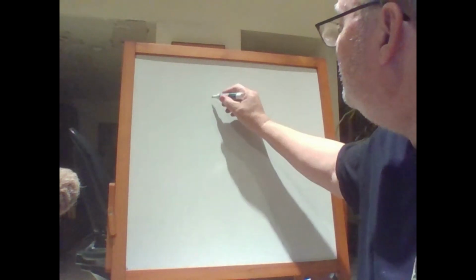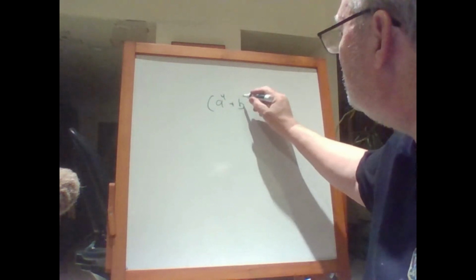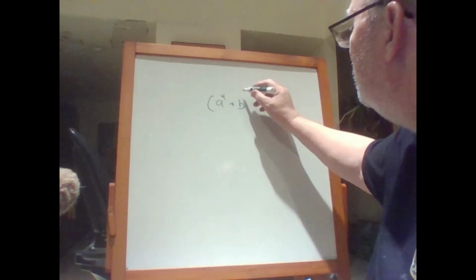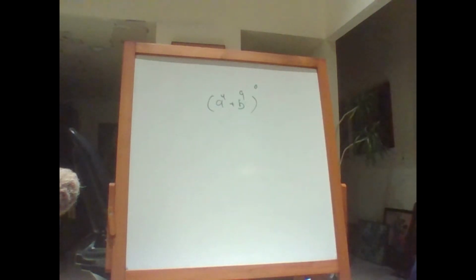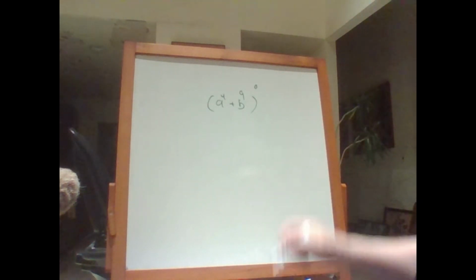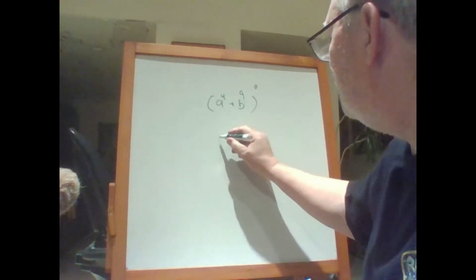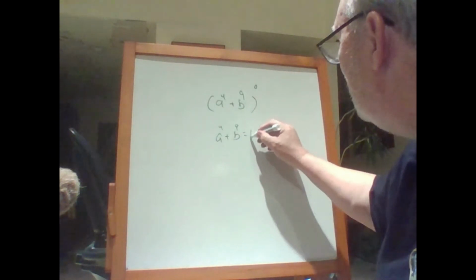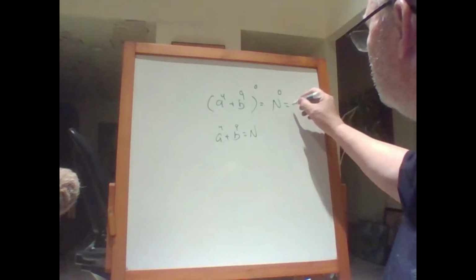Now here's an interesting problem. Let's say we have a to the fourth plus b to the fourth, or yeah, we can make it anything, b to the ninth, all raised to the 0. Well, this whole thing, a to the fourth plus b to the ninth, is just some number n. So this is equal to n to the 0, which is 1.